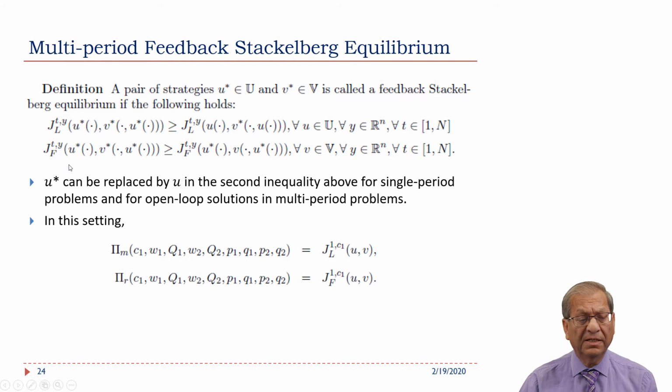Now, the Stackelberg solution, when defined in the single period problem, actually had it so that U star in the second inequality can be replaced by any U, and the inequality still holds. So this is a little bit stronger than the equilibrium definition, but this strength of the Stackelberg solution in a single period cannot be generalized in the feedback Stackelberg equilibrium concept. And this is the difference that I mentioned to you earlier, and this is slide 24, where we can see what the difference is between the Nash and the Stackelberg equilibrium.